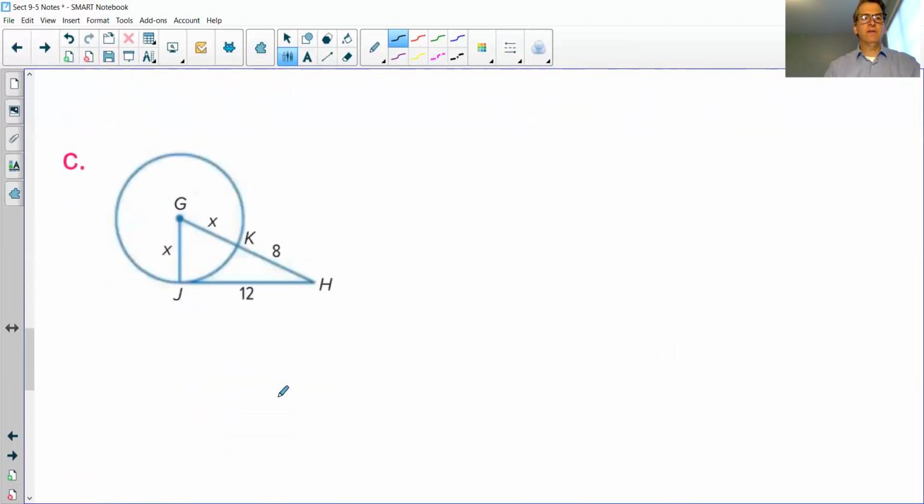All right, here's letter C. We have an x, which is the radius. This is also x here, and then we've got 8, and we got 12. So we're trying to solve for x. If that's the case, we're going to start with the Pythagorean theorem of x squared plus the 12 squared is equal to x plus 8 squared.